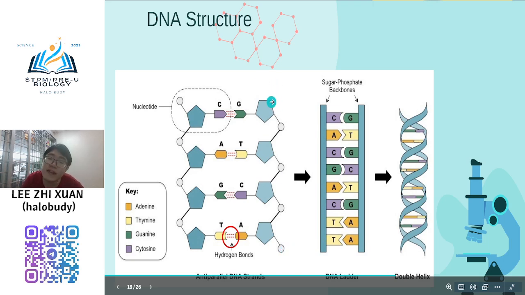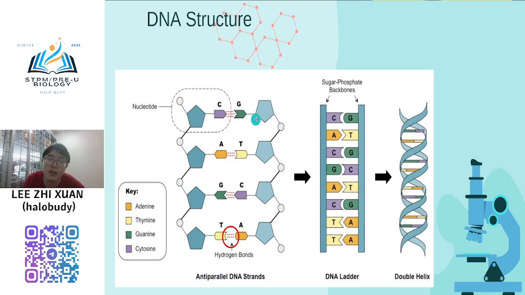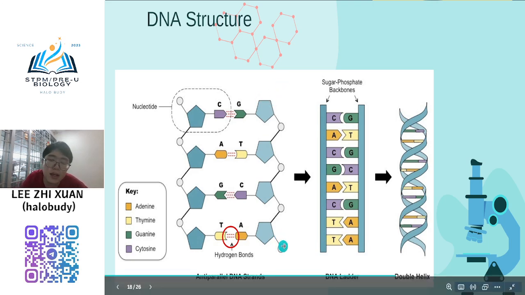So you can see here, carbon number 3 is ending here. So this one is carbon number 1, right? Carbon number 1, 2, 3. So the end is at carbon number 3. And here, you can see the phosphate group is here. So it ends at carbon number 5.